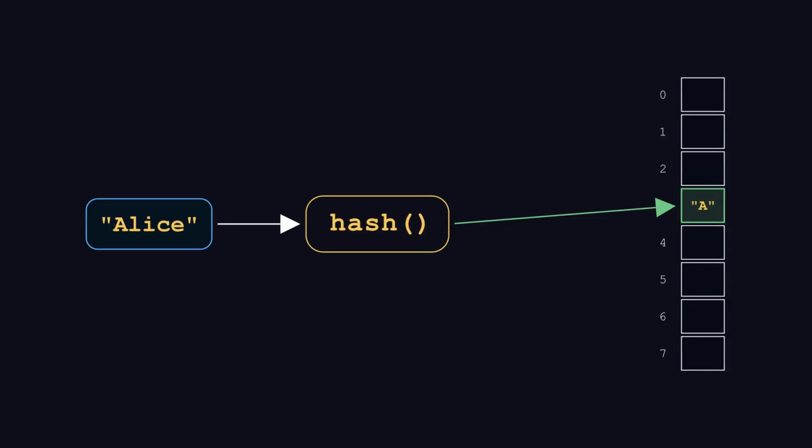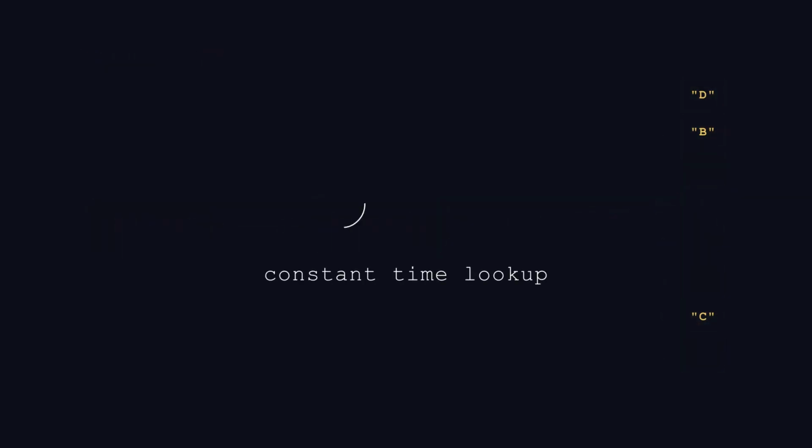This is what makes hash maps feel like magic. Any key goes in, a precise location comes out. Store a value there, and later, the same key leads you right back. Every time. It's constant time lookup. O of 1. But here's the problem.